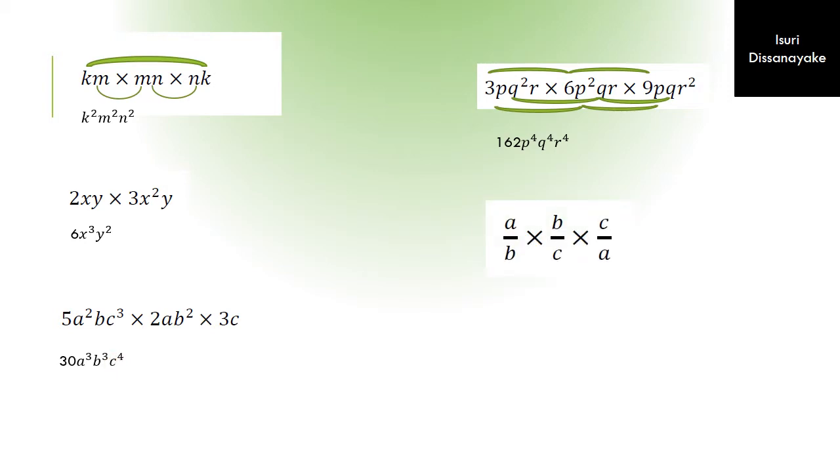This question is to simplify the numerators and the denominators. So I will cancel the a with a, b with b, and c with c. So your answer is then 1, because all the values will cancel against one another. So your answer is 1.